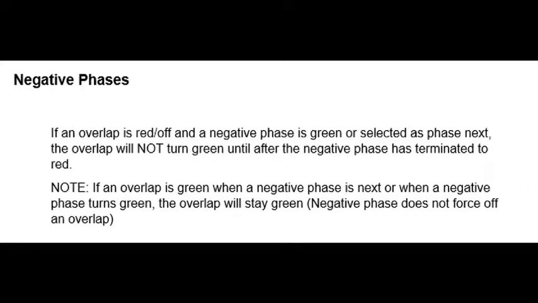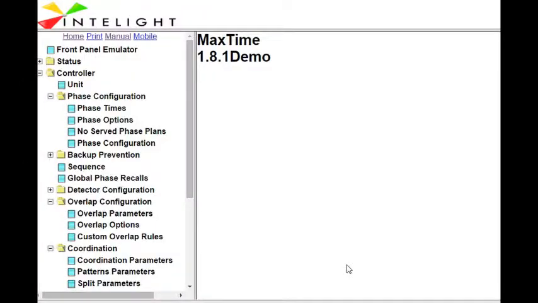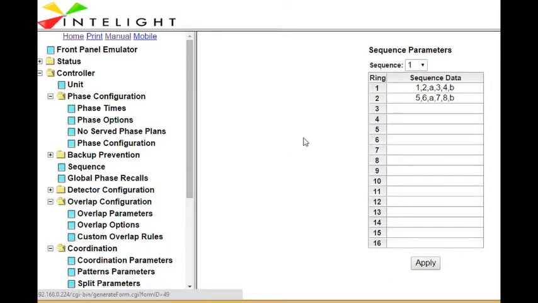The definition of a negative phase in an overlap is: if the overlap is not running and the negative phase is green or next, it will inhibit the overlap from starting. But if the overlap is already running, the negative phase will not terminate or omit the overlap or force it off. So the first step in our example will be to create some alternate sequences.